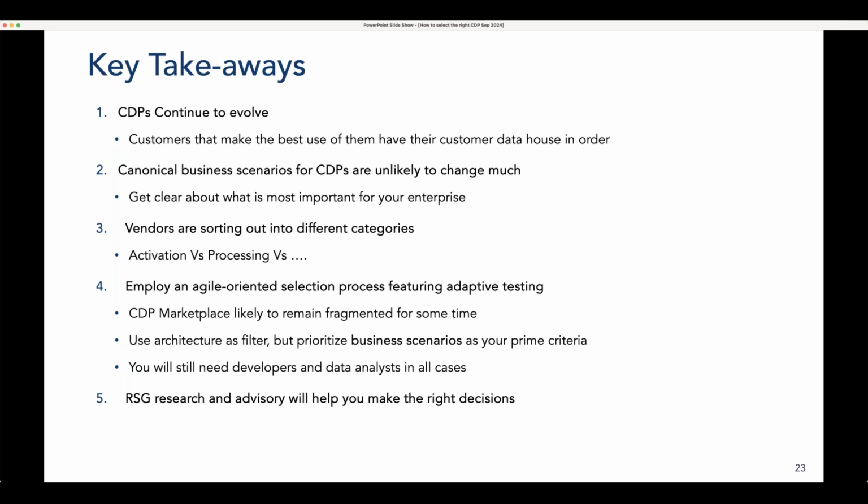Certainly, our research and advisory can help you make the right decisions, whether you need a CDP at all, what kind of architecture you need, going through a test-based selection process. These are all things that we do for large enterprises to really help you make the right decisions. That's our goal in life. That's why we founded the company. That's why I'm sitting here talking to you today.